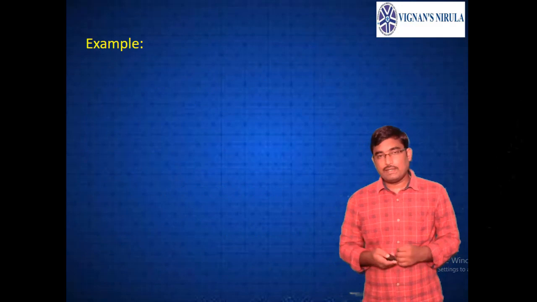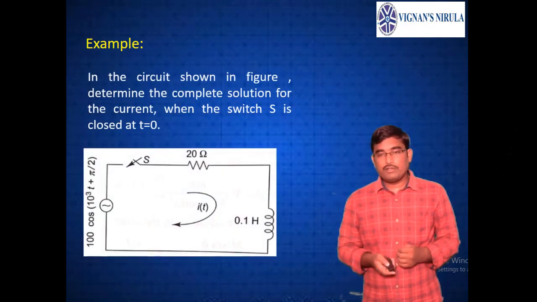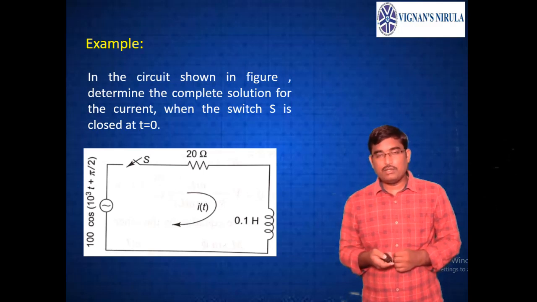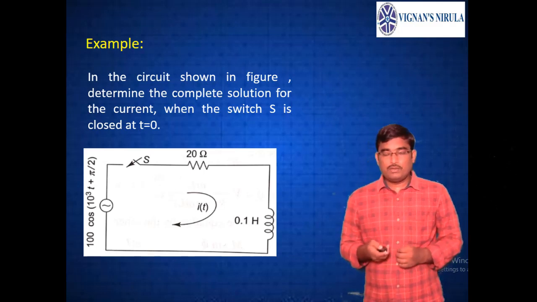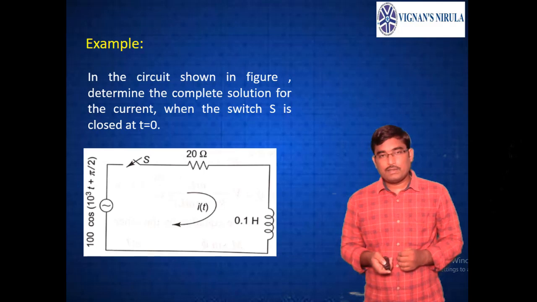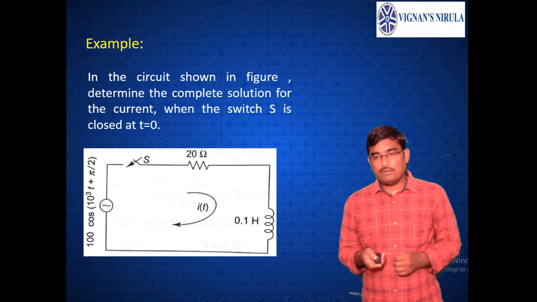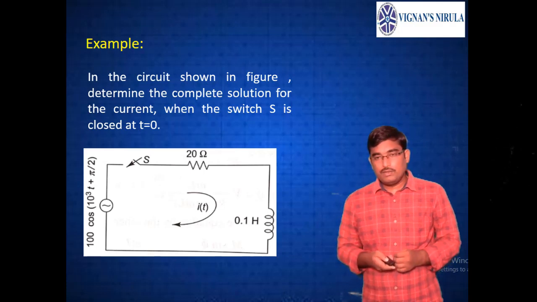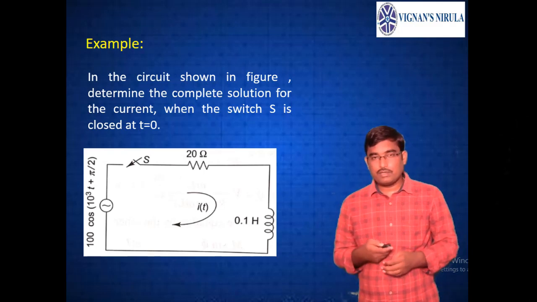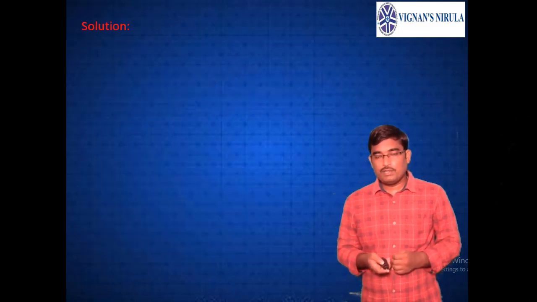Now let us take an example. In the circuit shown in the figure, determine the complete solution for the current I when the switch S is closed at t equals 0. See the circuit, it is an RL circuit, and the supply is V cos of omega t plus theta. Here V is 100, the supply is cos of 10 cube t plus theta, where theta is pi by 2. R is given as 20 ohms, and L is given as 0.1 henries. The switch is closed at t equals 0, and we need to find the complete solution for the current I.